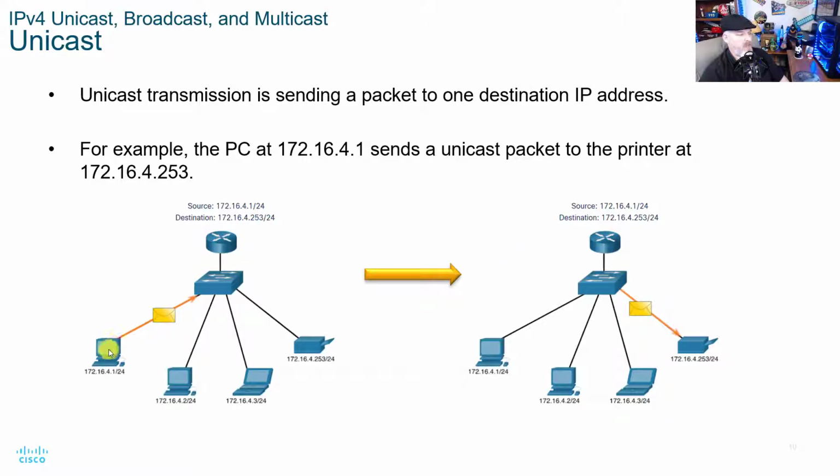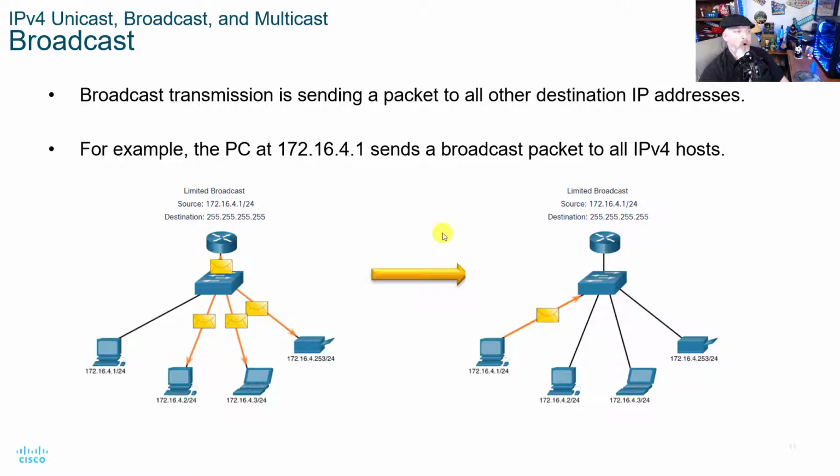So this PC here says I need to print, it sends it across, it goes to the switch, and it gets to the printer. A broadcast is sending a packet to all other destination IP addresses. So this PC here, 172.16.4.1, sends a broadcast packet to all v4 hosts. It goes out, it goes to the router edge, it goes to all of the switches here, and it goes to all the devices.